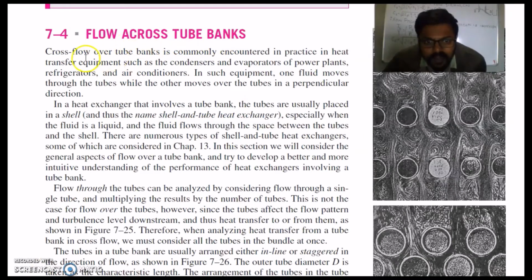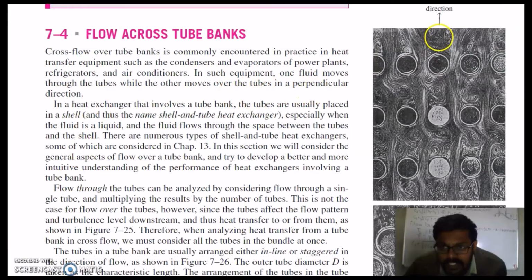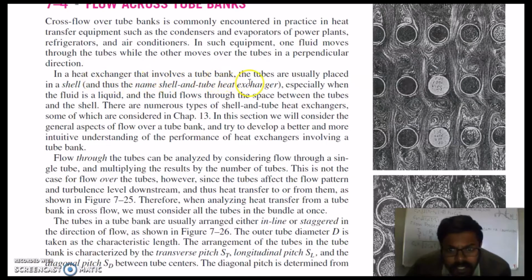Flow across tube banks. Cross flow over tube banks is commonly encountered in practice in heat transfer equipment such as condensers, evaporators of power plants, refrigerators, air conditioners. In such equipment, one fluid moves through the tubes while the other moves over the tubes in the perpendicular direction. You can see this is the direction of the outer fluid, which is outside the tube, and in the tubes the fluid will be flowing in the perpendicular direction, towards the screen. In heat exchangers that involve a tube bank, the tubes are usually placed in a shell, and thus the name shell and tube heat exchanger, especially when the fluid is liquid and the fluid flows through the space between the tubes and shell.